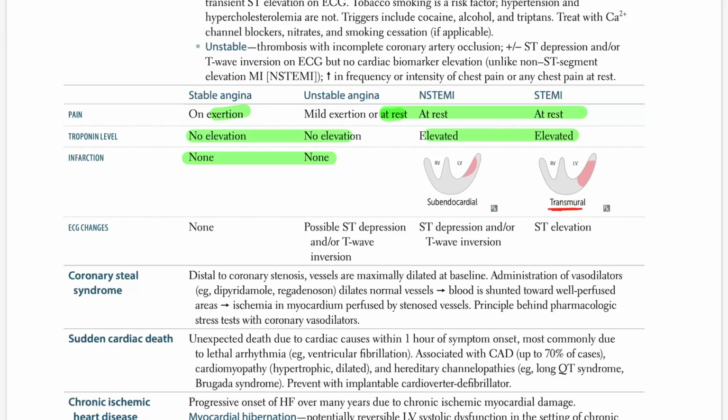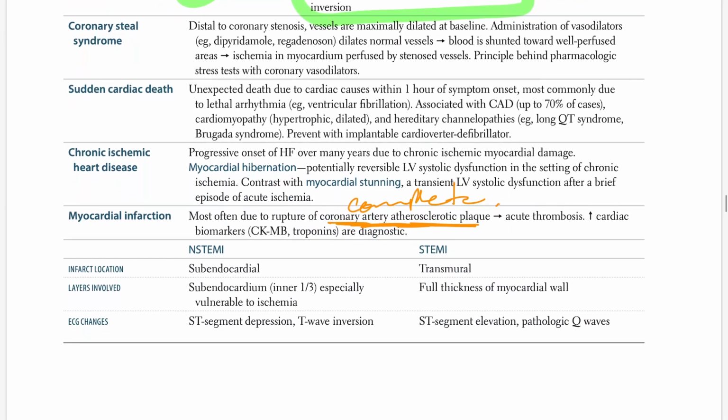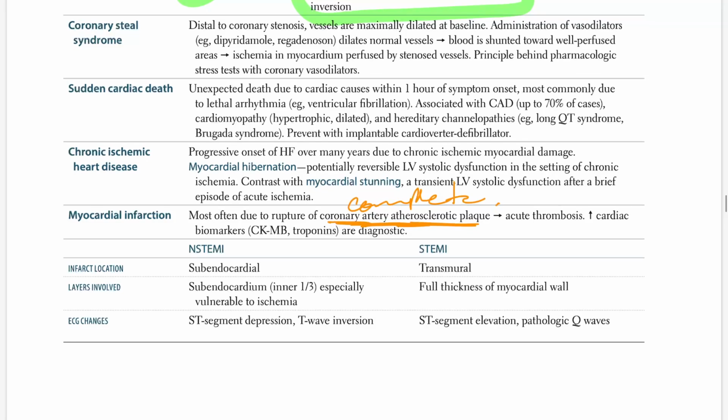Infarction, no infarction. Infarction is there. ECG changes, none. But here is the same, and here is also different. So because they're the same, you can differentiate it. Why these two things? Okay, moving on with the next one, called coronary steal syndrome.